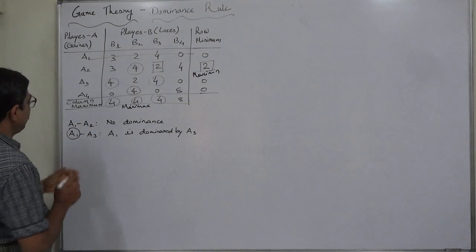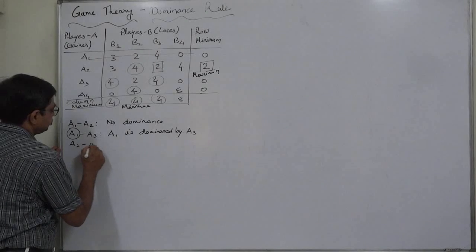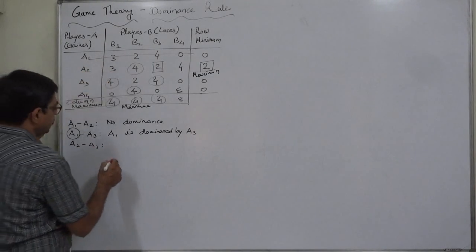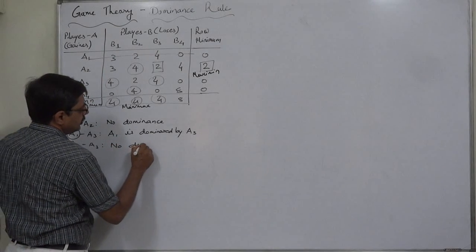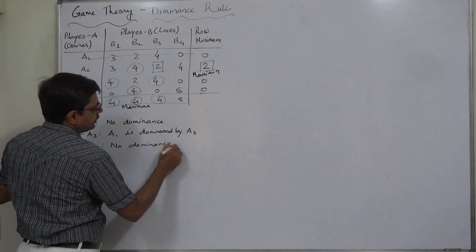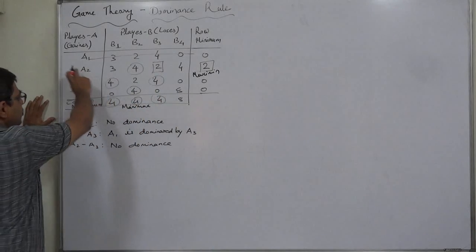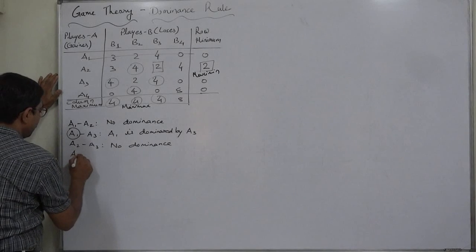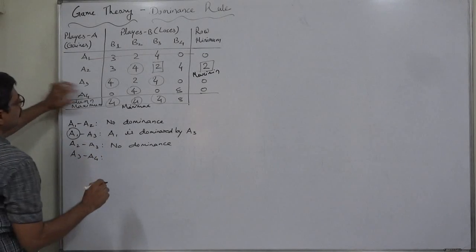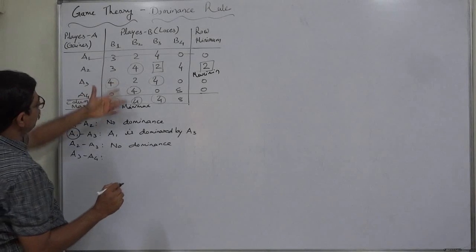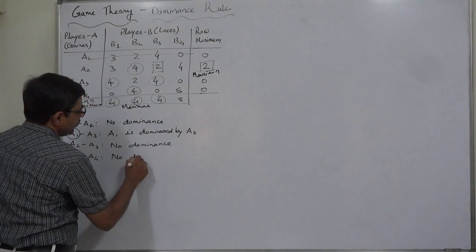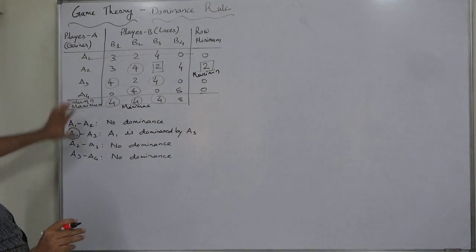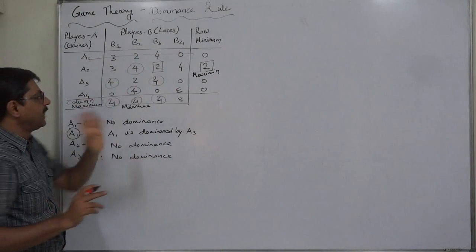Now let's compare A2 and A3. 3, 4, A3 dominates. 4, 2, A2 dominates. So no dominance, because under different strategies of the competitor, a different strategy of the gainer dominates. Let's compare A3 and A4. 4, 0, A3 dominates. 2, 4, A4 dominates. So no dominance. So the conclusion is we can delete A1.